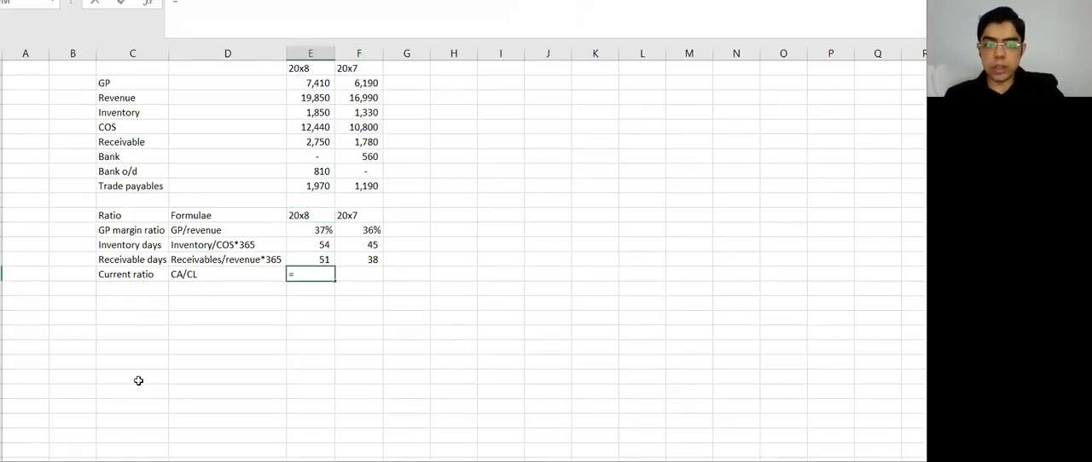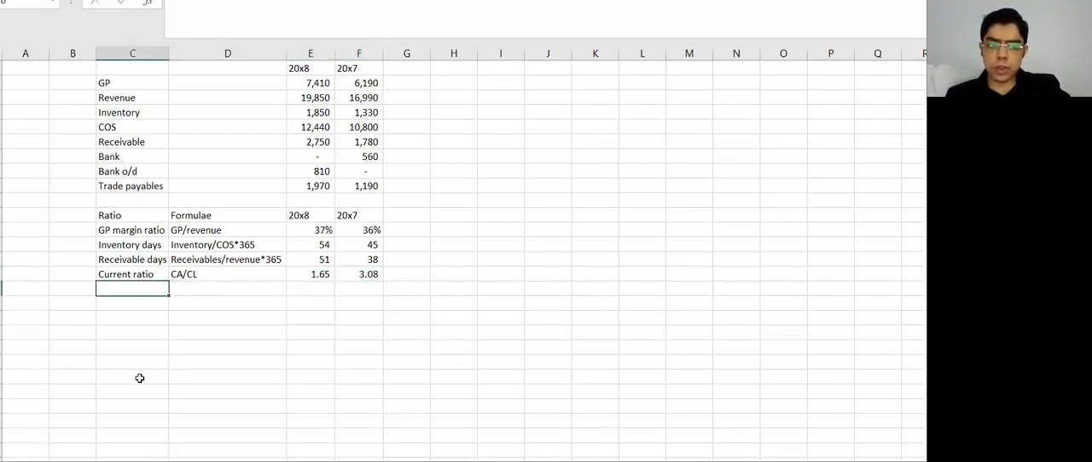Now for current ratio, you have to have current assets. So what are your current assets? Inventory plus your receivable plus your bank. This has to be divided by current liabilities. So you have bank overdraft as your current liability, and you have your trade payables as your current liability. And you determine your current ratio. So you've worked out your current ratio as well.